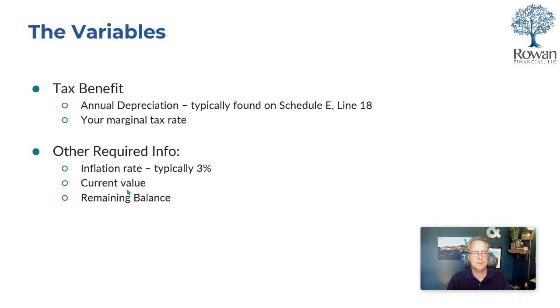Other required information: inflation. We want to see how fast rents, taxes, insurance are increasing over time. A typical value is 3%. That's what we have in here. And then we don't need this for the pro forma, but to do some of the interpretation of results, we'll look at current value of the building and then the remaining balance that you have on the property.